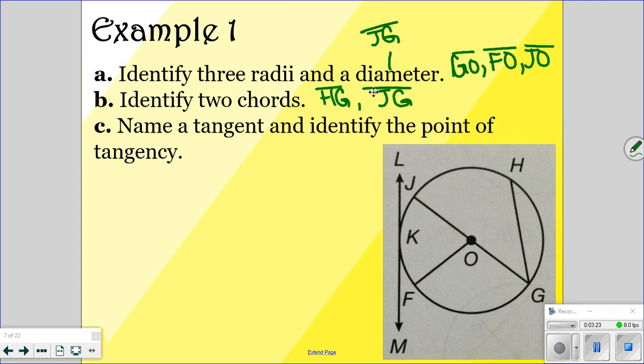Now we're going to look at the tangent. The line that's tangent is going to be line LM, and the point of tangency is going to be point K. So I should have line over L and M. So that would be your answers for that one.